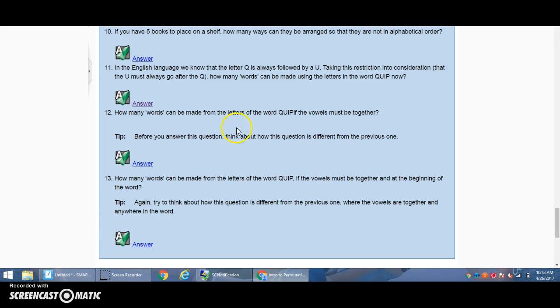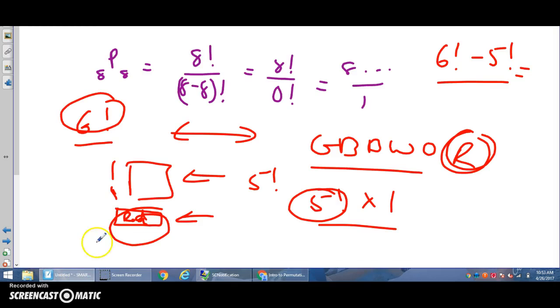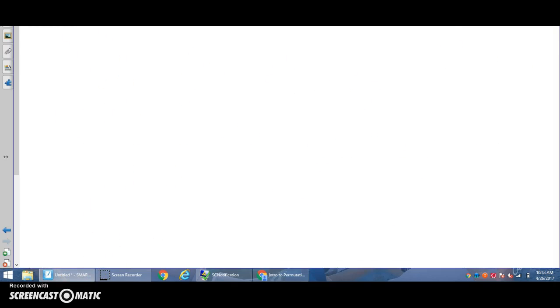The word quip, Q-U-I-P. I'm going to make words out of it, but the Q and the U have to be together and in the right order. So I'm going to make words out of the word Q-U-I-P, but I'm stuck with Q and U together in that order. Okay, so the way to attack this question, I'll give you a second to think about how to order this up.